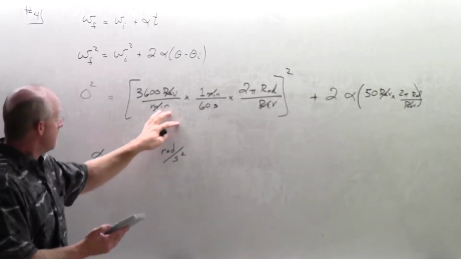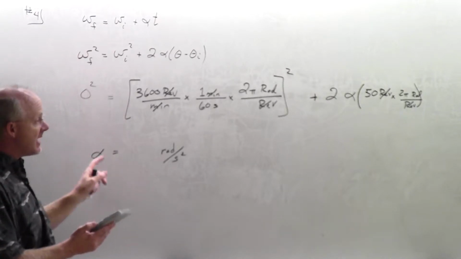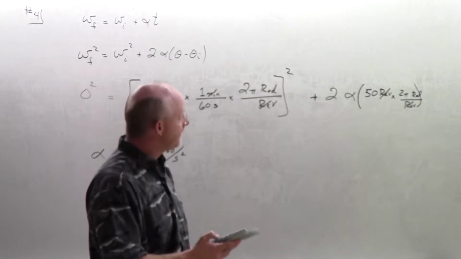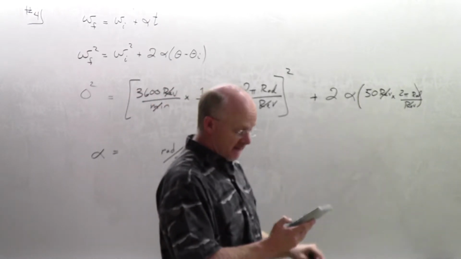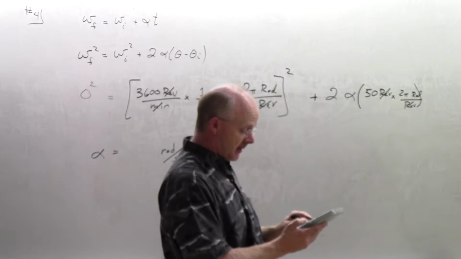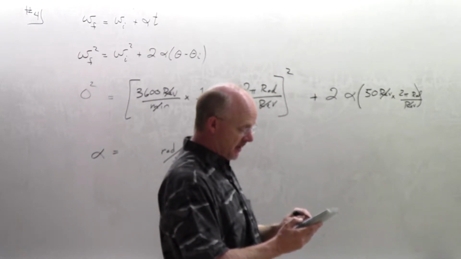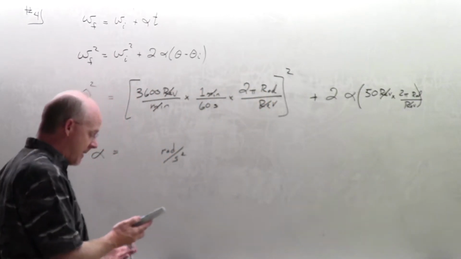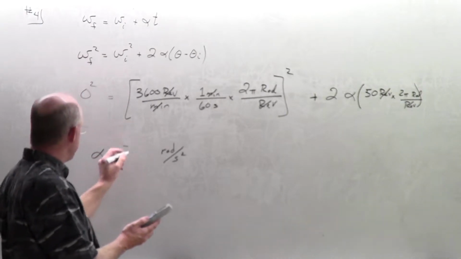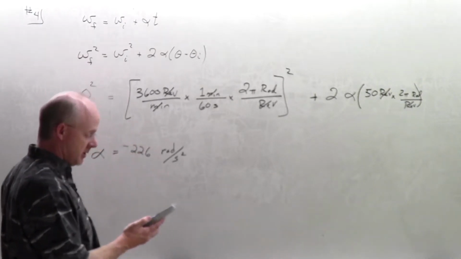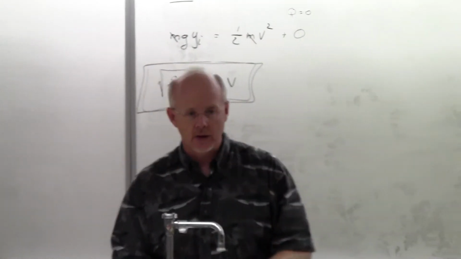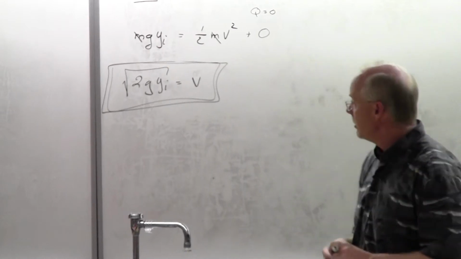Okay. Move it to this side, so it's now negative. Divide it by my 2. And divide it by my 50 times 2 times pi, and then close parentheses. And so if I've done all my math right, I get a negative 226. So a negative 226 radians per second squared is the acceleration.